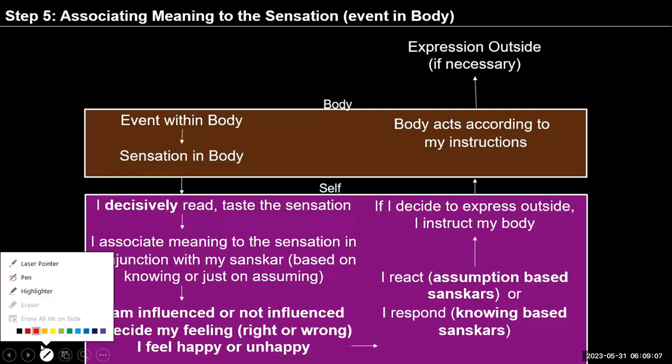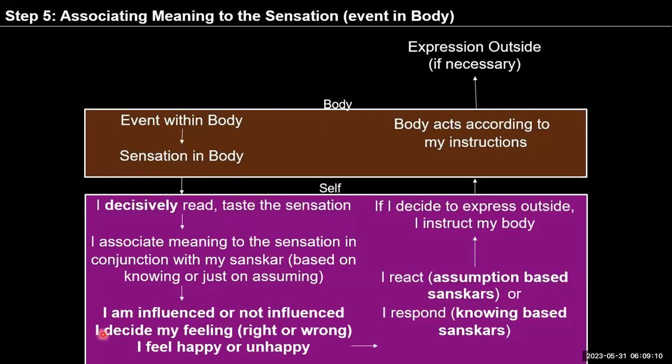So either I am influenced or I am not influenced by this event that happened within the body. So if I have understanding, I have already ensured the right feeling within me. Then this event in the body doesn't influence me. It is there, I can read it. But the meaning I give it is now different. I may see that this is some disharmony in the body, and I will take responsibility and try to correct it.